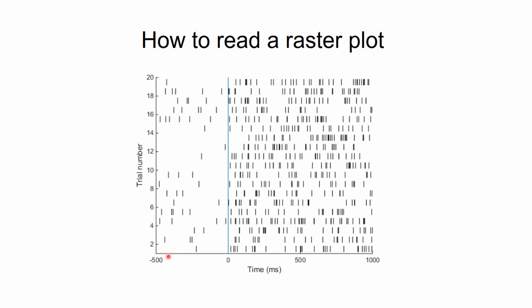Let's just pretend that the light is being turned on at time 0. This neuron has a certain spontaneous firing rate that's relatively low. You can see that in trial 1, it only fired once. Trial 2, it fired 3 times. Trial 3, it fired 2 times. There's no real coordinated pattern though.